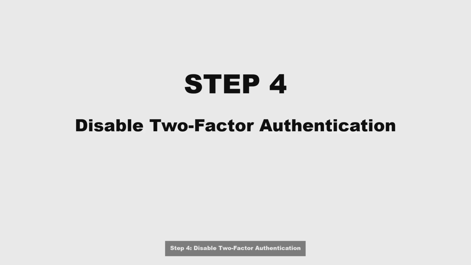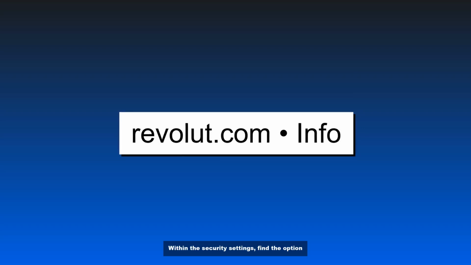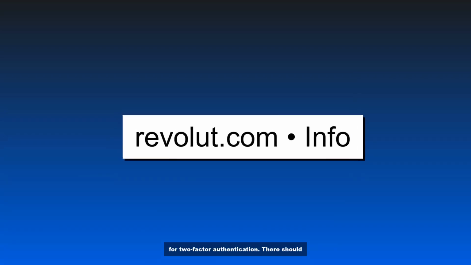Step 4. Disable two-factor authentication. Within the security settings, find the option for two-factor authentication. There should be a toggle switch or an option to disable it. Tap on it and confirm your choice when prompted.